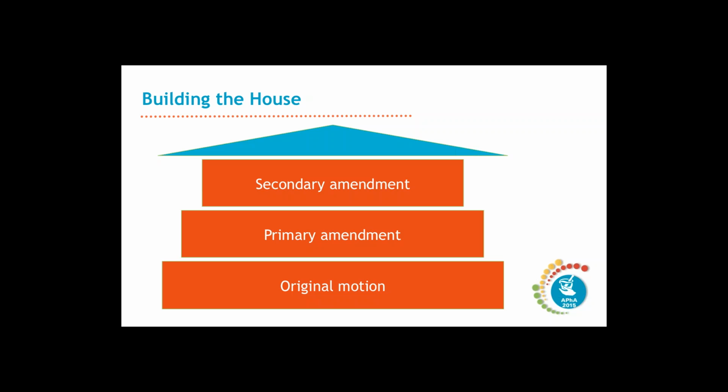If that primary amendment is passed, then a secondary amendment can be made. But that secondary amendment has to include the verbiage of that primary amendment and the original motion. So again, working up to build the house before we get up to the teal roof there, all built on that original motion. So again, I encourage you to visualize the amendment process as a house, all based on the original motion, then going through the process to have a primary amendment pass and then move on to the secondary amendment in order to cap it off.